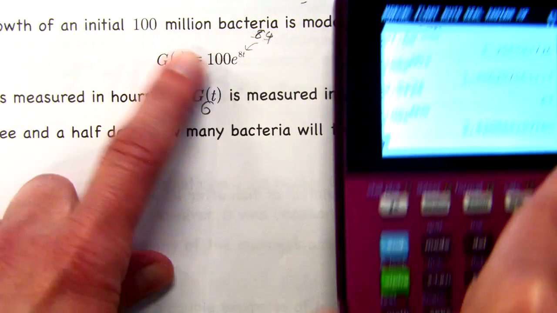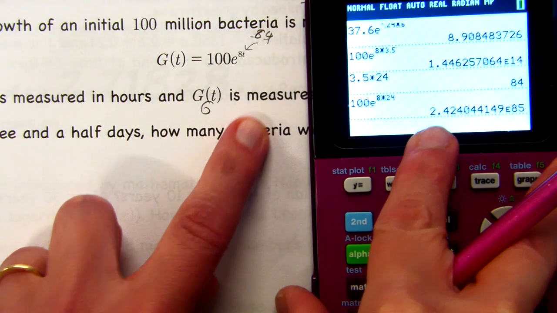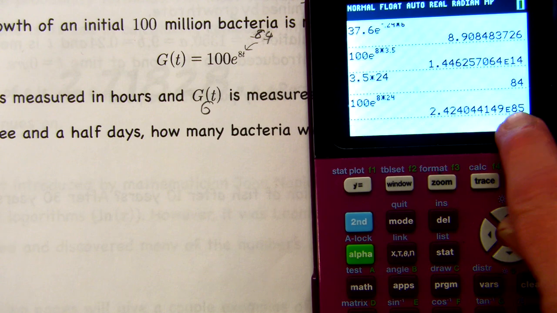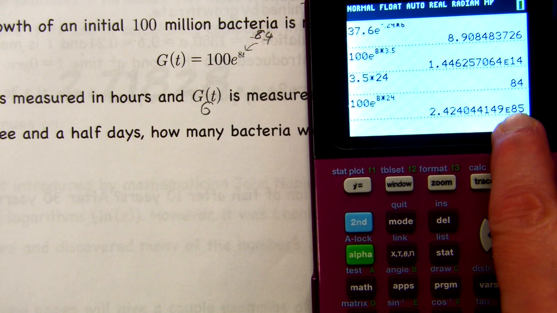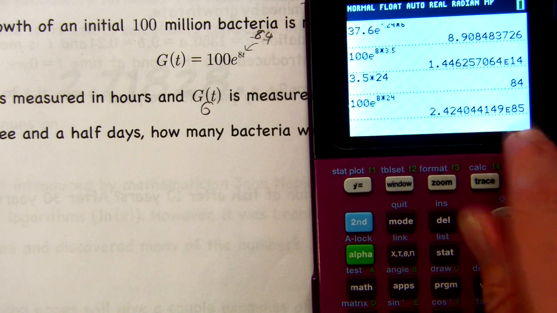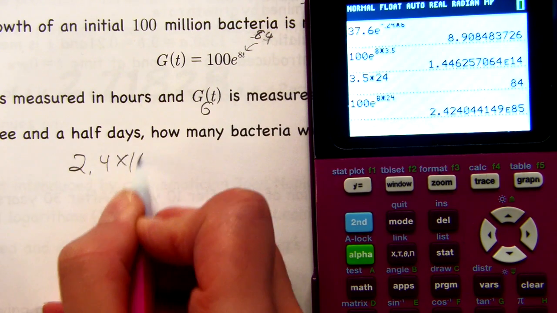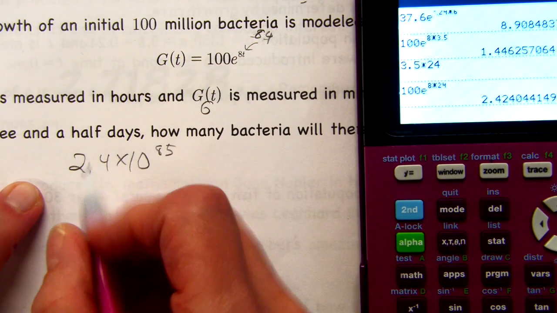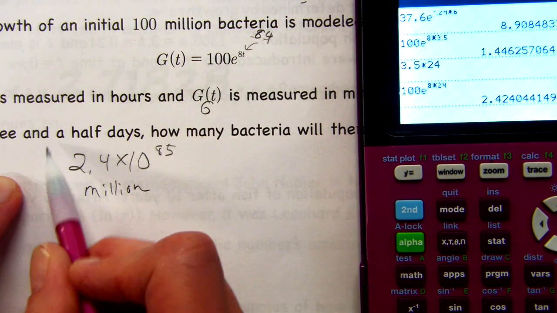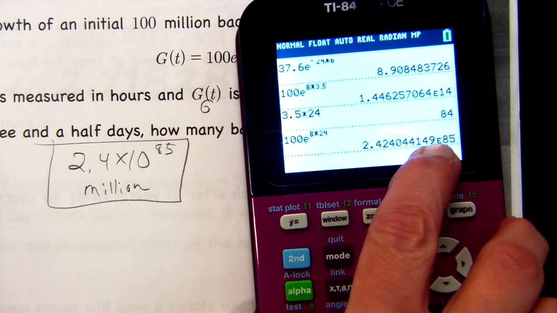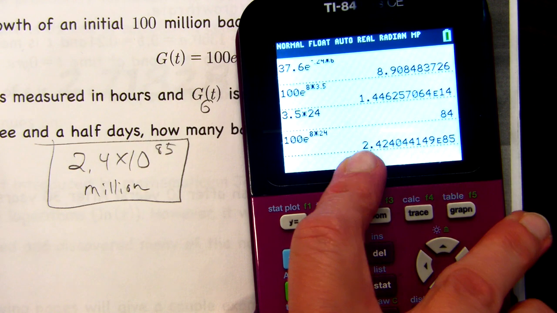So the initial million is, okay, so this is measured in millions. I still feel like that should be going up. It should, because it should be 3.5. Oh, wait, look, there's a little e over here. That means that this decimal point moves over 85 places. So it's 2.4 times 10 to the 85th power, and this is measured in million bacteria. It's a lot. So sometimes we gotta pay attention to the little e.